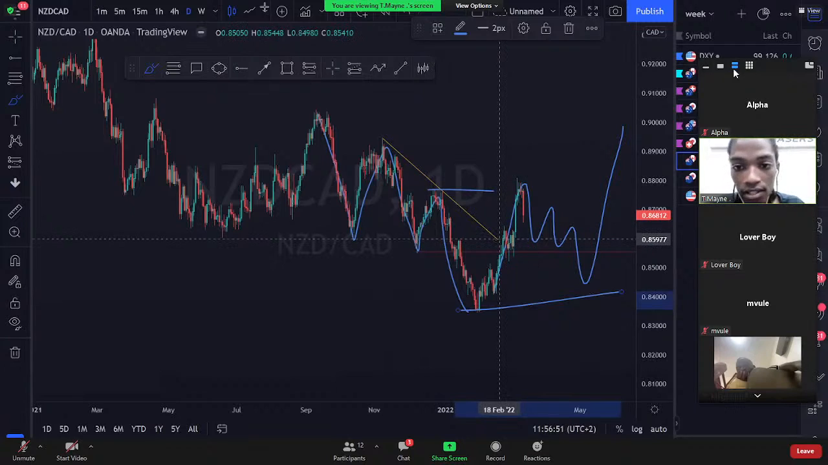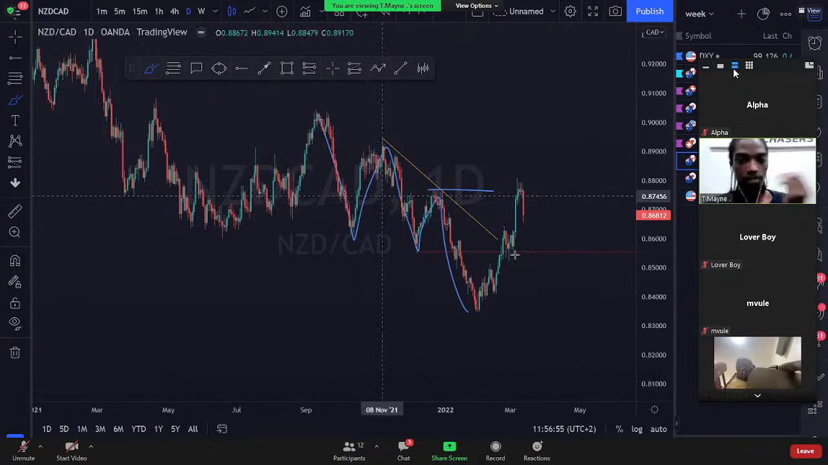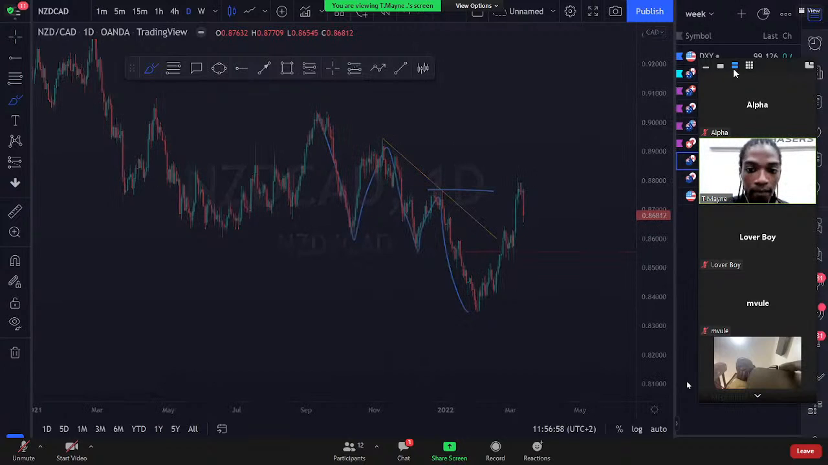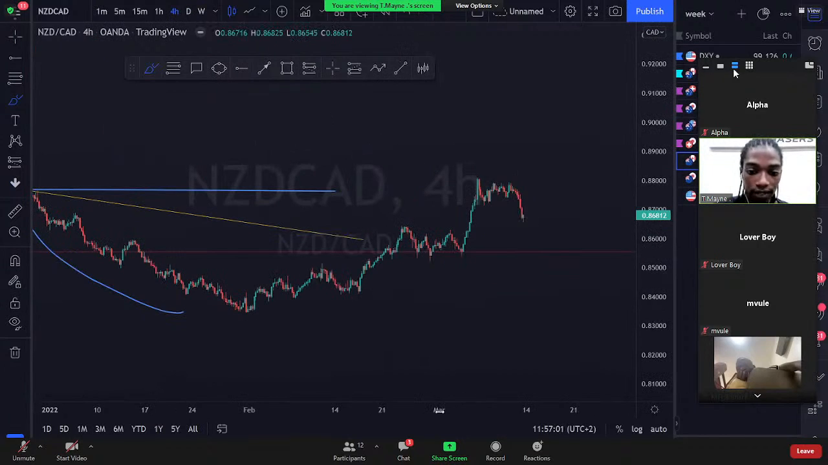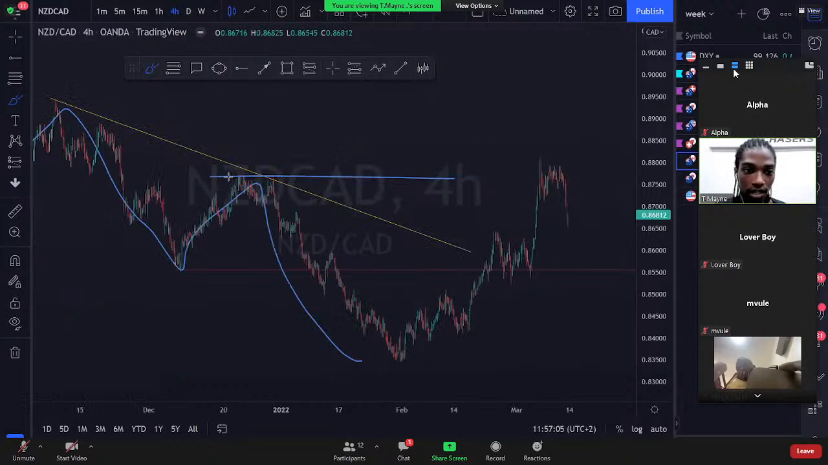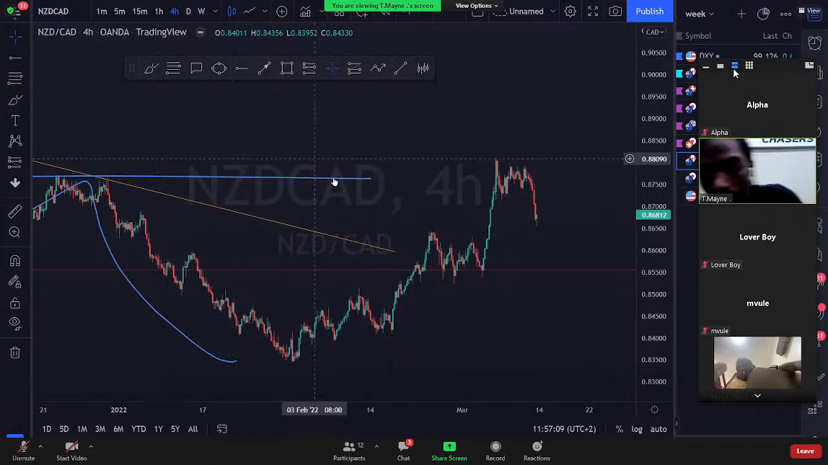So let's get into what we could be doing here on New Zealand dollar CAD. Since we've seen some nice momentum to the upside, we want to be bullish biased. We've concluded that from a higher time frame perspective. Now coming down to the most recent price action over here, we see the most recent resistance. Let me delete this stuff here because it's not relevant to me.